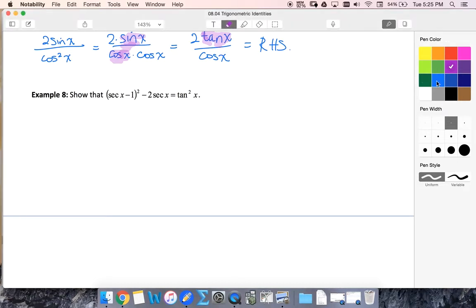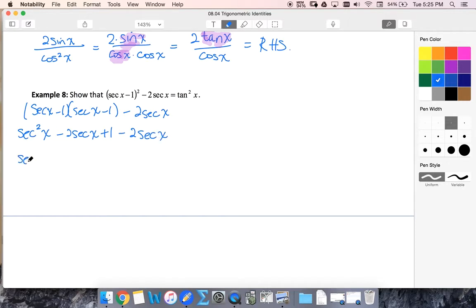So let's come back. So secant x minus 1 times secant x minus 1 minus 2 secant x. Multiply this out, I'm going to get secant squared x minus 2 secant x plus 1 minus 2 secant x. That's going to give me secant squared x plus 1. So I'm going to put those together. And then that's going to be minus 4 secant x.